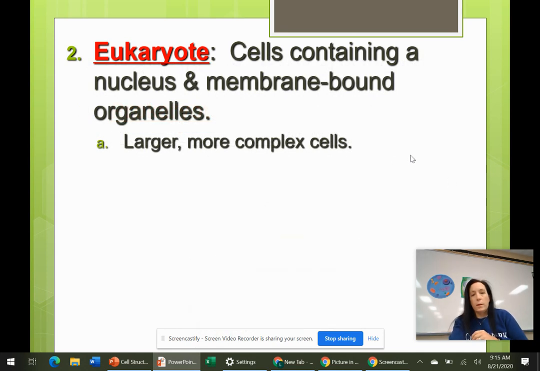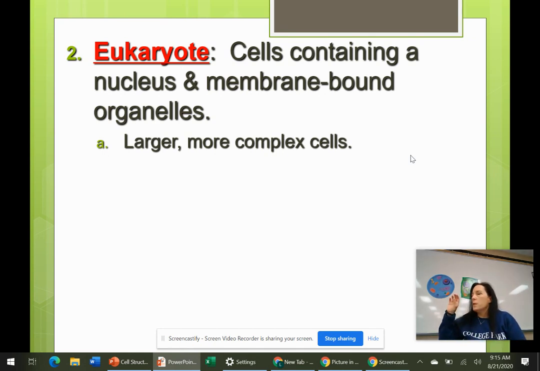Okay, eukaryotic cells. These are larger and more complex, and these are what make multicellular organisms. Because they have so many different membrane-bound organelles and they're so complex, those are the things that can make multicellular organisms like you and me, or like plants, or like bugs. Or if you have a microscope, this is unicellular, but the protista and paramecium are very complex eukaryotic one-celled organisms.